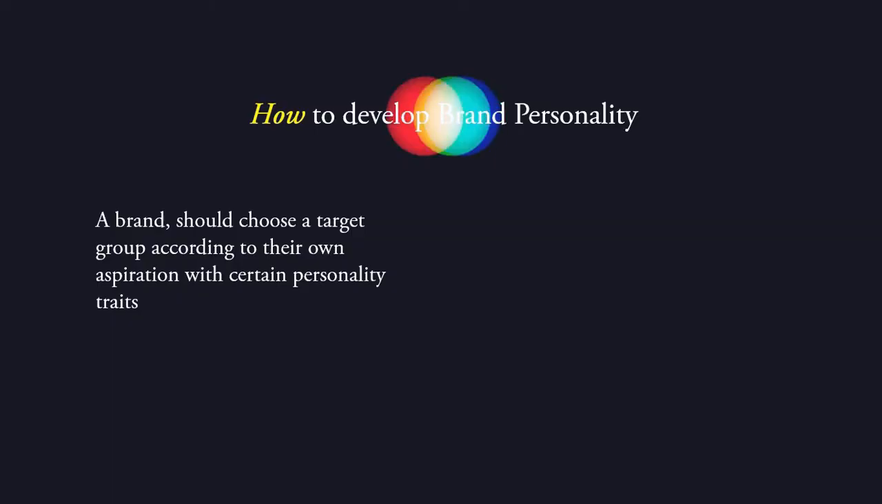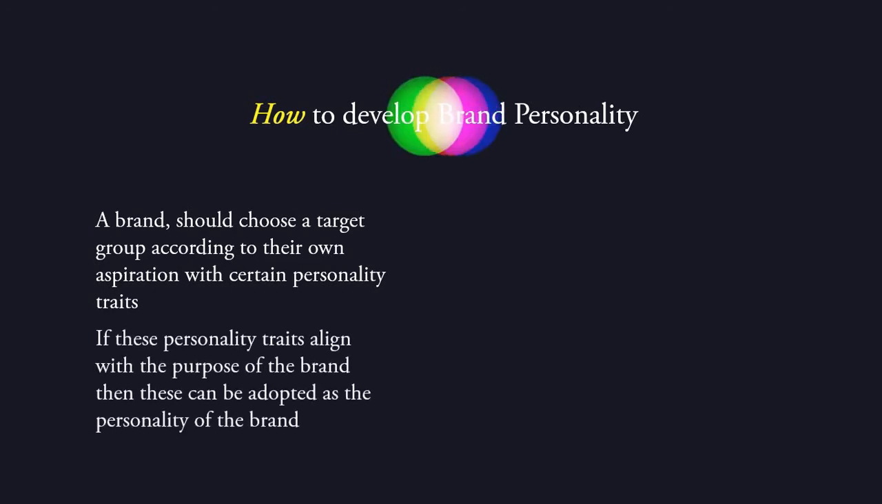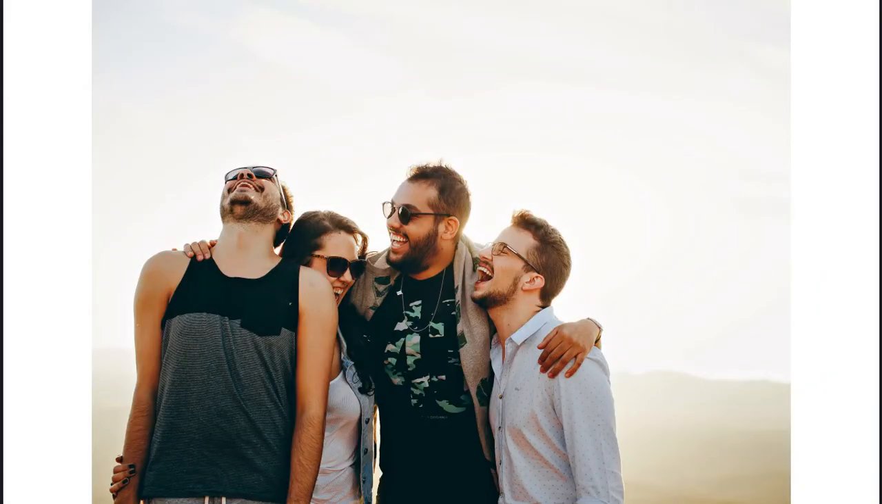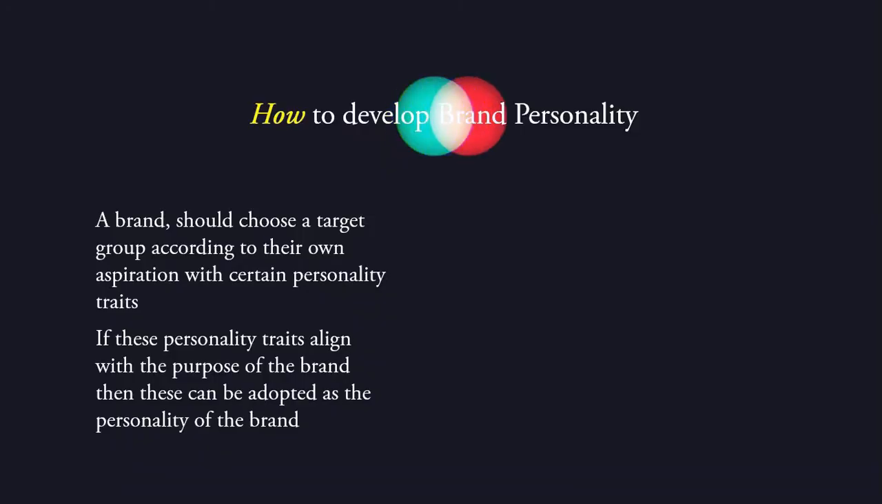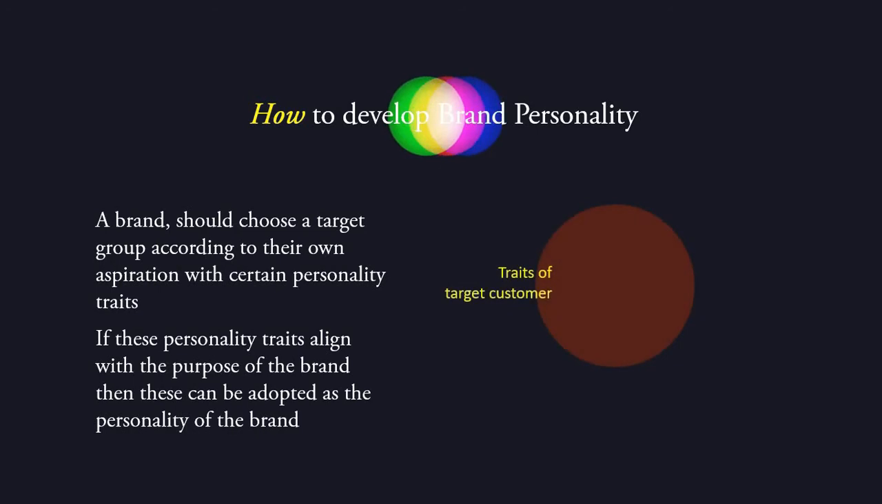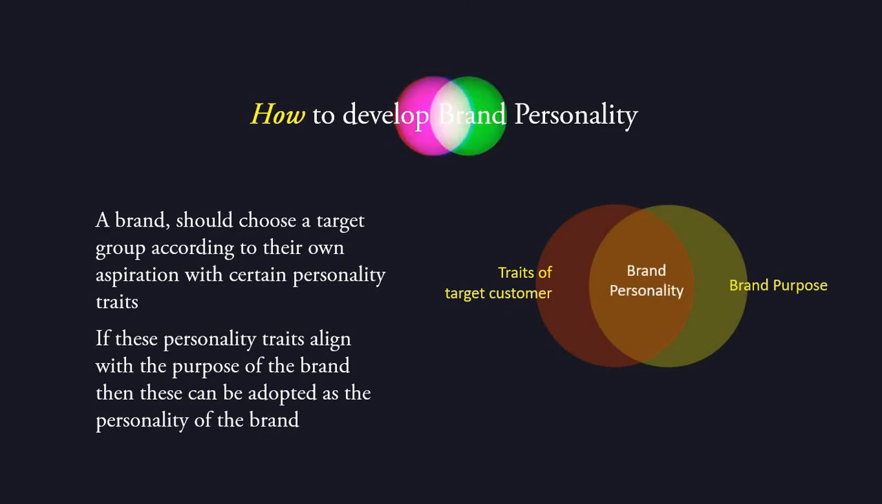A brand should choose a target group according to their own aspiration with certain personality traits. If these personality traits align with the purpose of the brand, then they can be adopted as the personality of the brand. So in this infographic, you'll see the traits of the customer and the brand purpose, and the overlapping part becomes the brand personality.